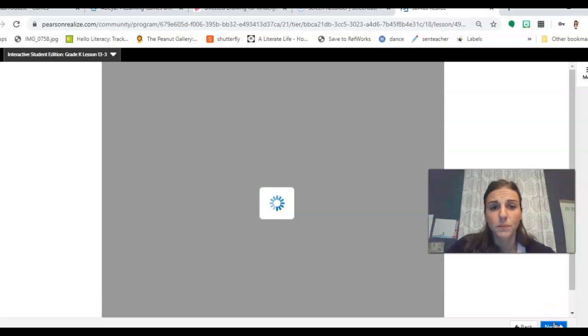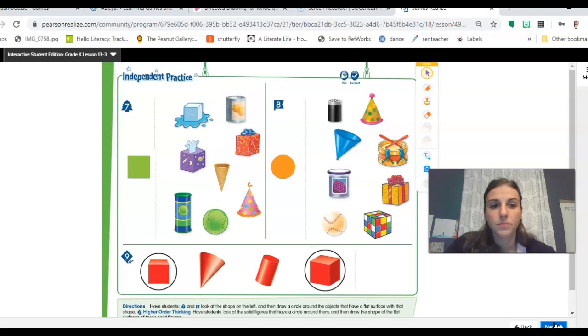This is the last page. Number 7 and 8. You look at this shape and you find all of the shapes that have that shape as one of the flat surfaces. So number 7, you want to find all of the square flat surfaces. And number 8, you want to find all of the circle flat surfaces. I'm going to let you try this on your own. I'm going to give you a couple seconds. Maybe more than a couple seconds.